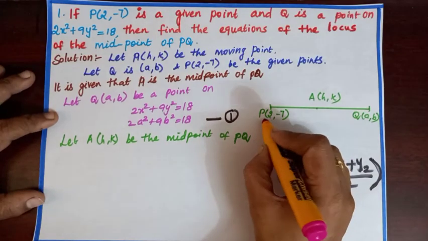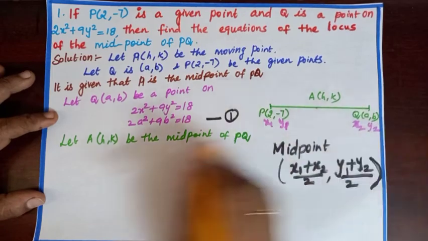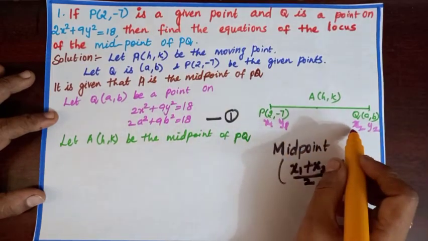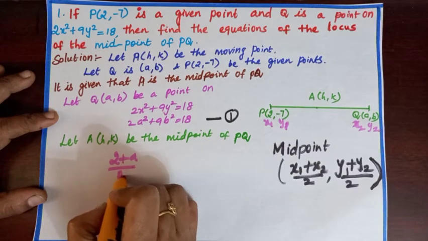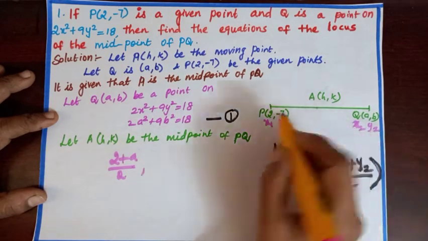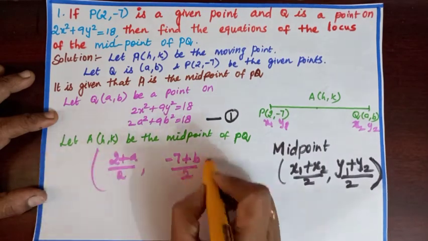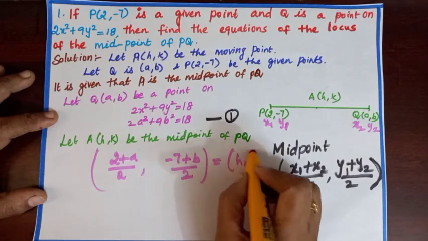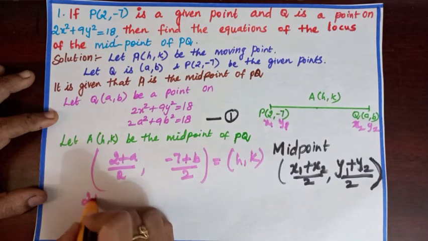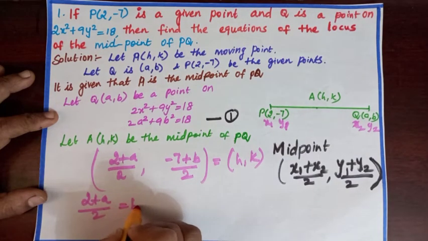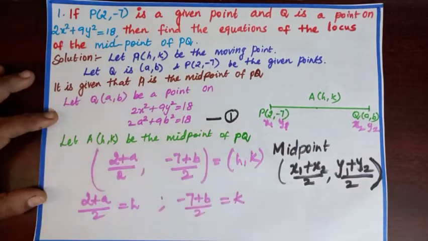Assume point P as (x1, y1), Q as (x2, y2). Midpoint of PQ is ((x1 + x2)/2, (y1 + y2)/2) = ((2 + a)/2, (-7 + b)/2), which is equal to (h, k). Let (h, k) be the midpoint of PQ. So (2 + a)/2 = h and (-7 + b)/2 = k.